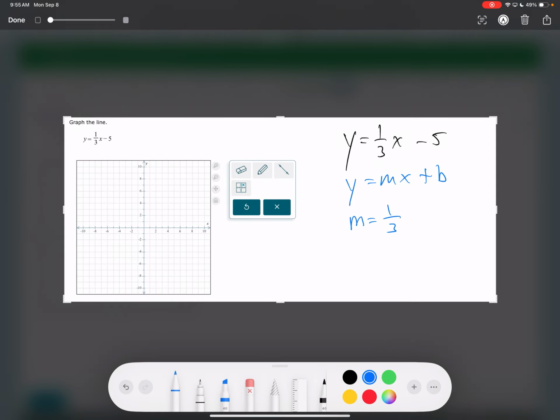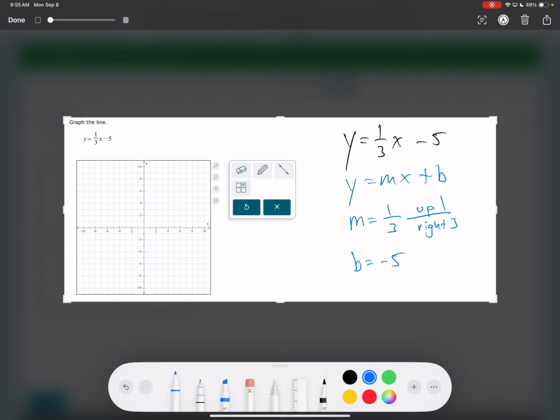What does that mean? Okay? I want you to understand what the slope means. So that means I would go up 1 to the right 3. So that's what I want to see on the show your work page. My y-intercept is -5. So that is one answer on the show your work page.